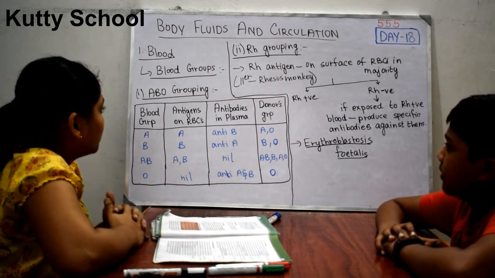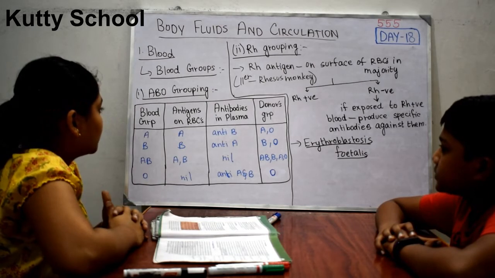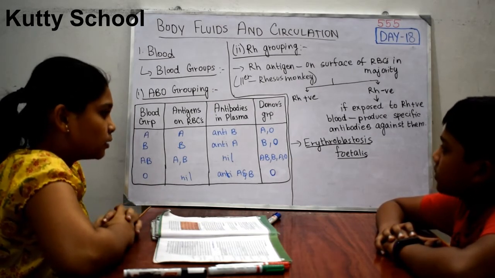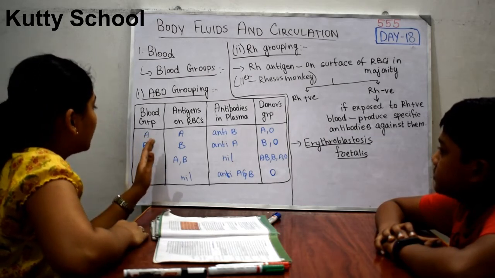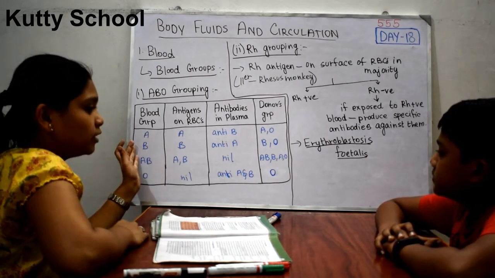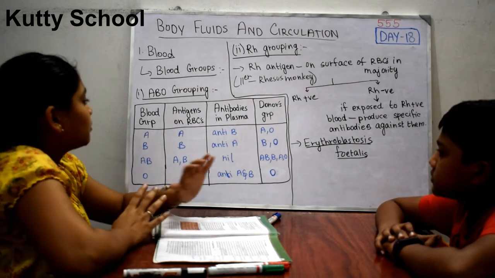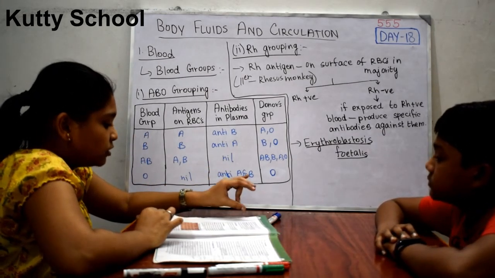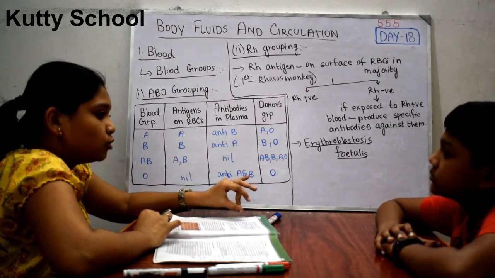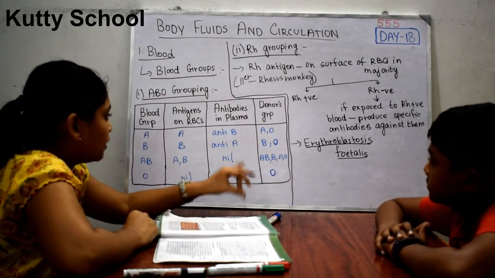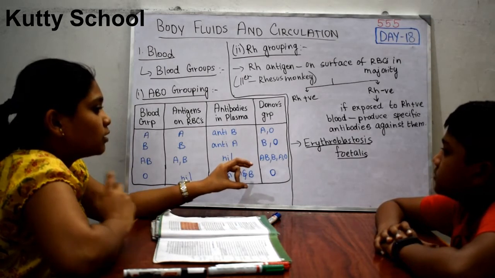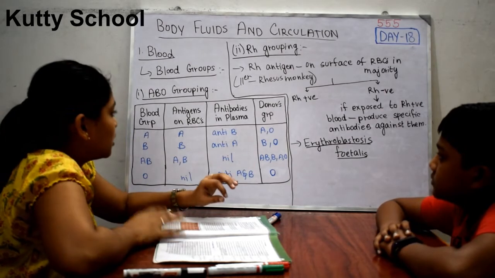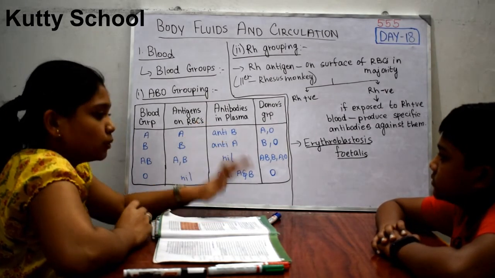ABO grouping is done with respect to the antigens and antibodies present in the RBCs and plasma respectively. It is divided into 4 kinds of blood groups, based upon the antigens present in the RBCs. Antigens are chemicals that induce the immune system. Antibodies are the products produced in response to antigens.